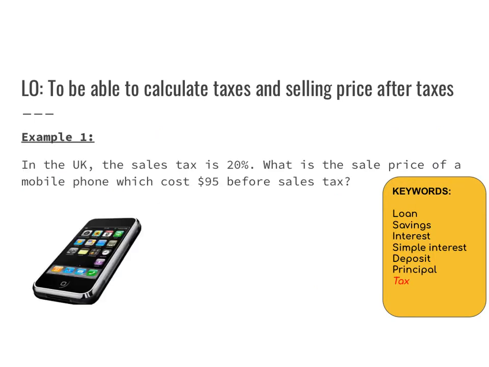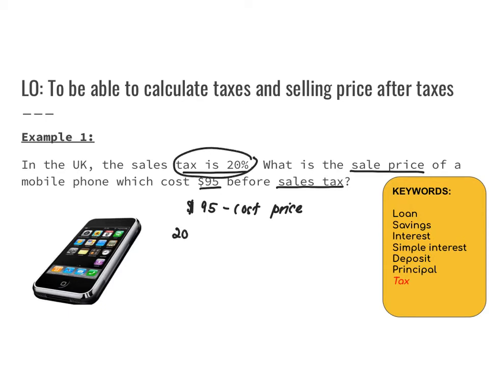Now let's take a look at some examples. In the UK, the sales tax is 20%. What is the sale price of a mobile phone which costs $95 before the sales tax? So this means that $95 is your cost price. But they are charging you 20% tax. So first of all, find what is 20% of 95. That would be 20 over 100 times 95, and that would give us $19.